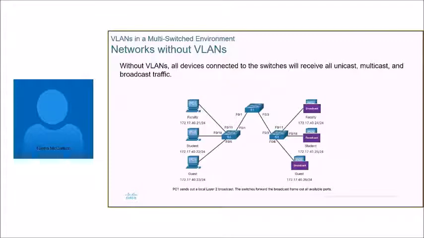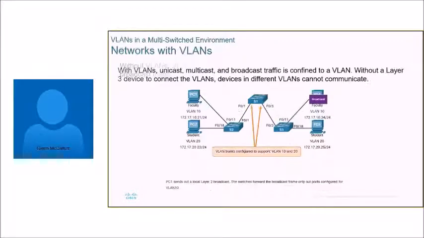Networks without VLANs. Without VLANs, all devices connected to the switches will receive all unicast, multicast, and broadcast traffic, and so it gets all very busy. We've got people from faculty, students and guests all on the same network, and they will all see the same multicast and broadcast traffic. And that's not necessarily good. So with VLANs, of course, you can separate those groups of users out, and they won't see that extra broadcast traffic and multicast traffic and everything else.